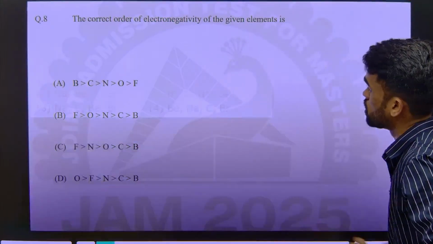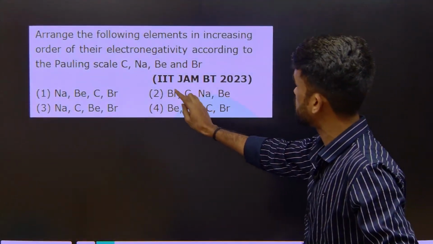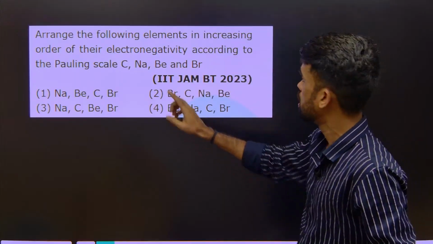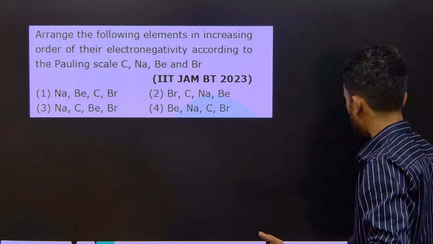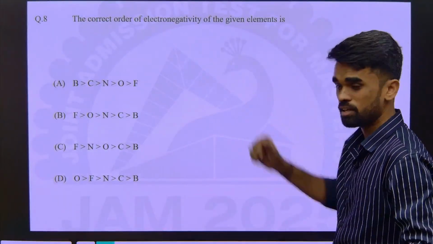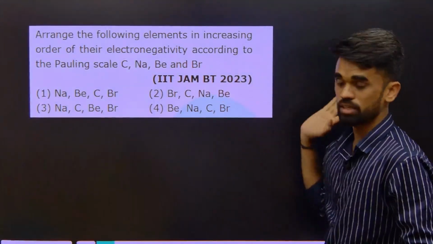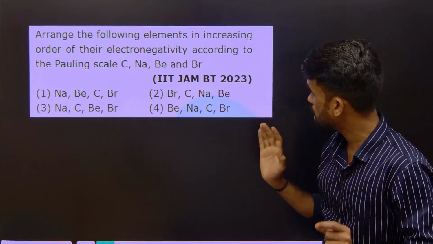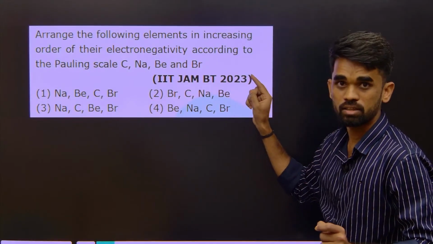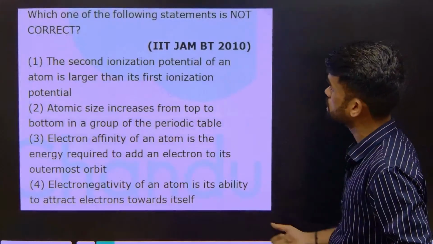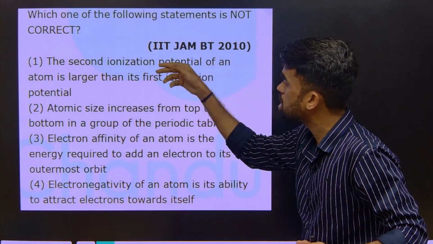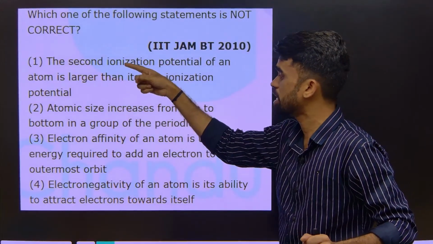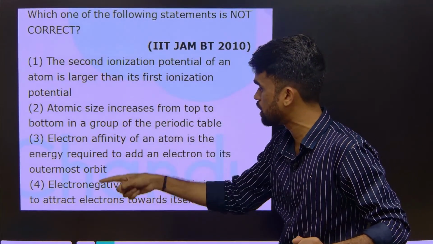Just follow. This is another question from the same chapter: arrange the following elements in the order of their electronegativity. Same question, electronegativity, here also electronegativity. This is from 2023. For the next question, which of the following statements is not correct, they are asking about atomic size, ionization energy, electron affinity and electronegativity.